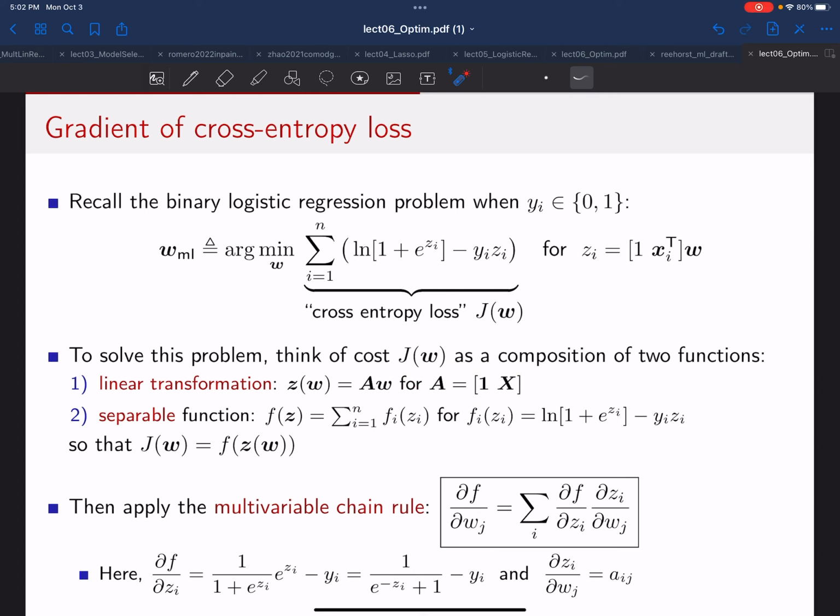And then as a second step, this cost is some function of that Z vector, we'll call it F. And that F has a form of a sum here of functions that work on the individual elements of Z. So there's a two-step process, linear transformation followed by what's called a separable function. So F is separable in that you can decompose it as a sum of primitive functions working on the indices in Z.